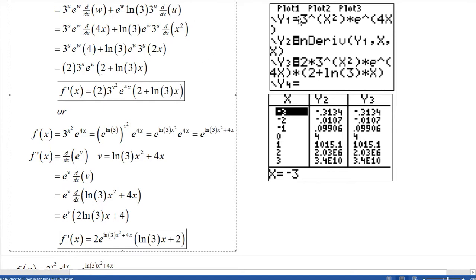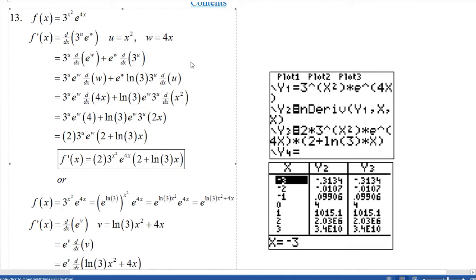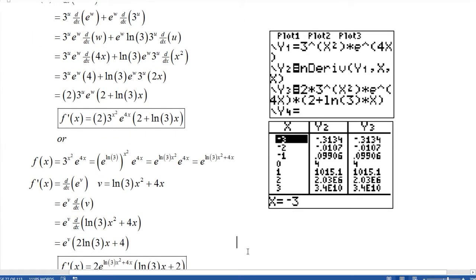So how can we check this? Well, using a graphing calculator, we can go back to the original function, 3 to the x squared power times e to the 4x, and put that in as y1, as you can see here. Let y2 be the numerical derivative of y1 with respect to x evaluated at x. Let y3 be our answer. I use this version right here, I think. Yeah, 2 times 3 to the x squared times e to the power of 4x. Be sure you put parentheses around those powers, and make sure this is not in the power. This is down here, times 2 plus natural log of 3 times x. And the tables for y2 and y3 should match, and in fact they do, so that checks our work.